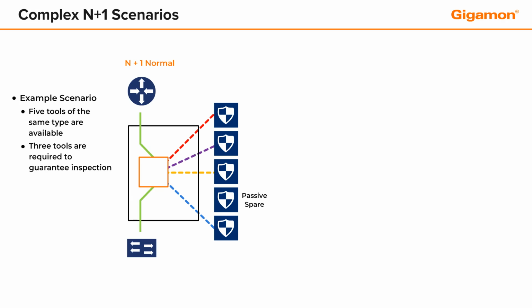With multiple active tools of the same type in operation, some additional traffic handling situations are possible. There is a configuration called minimum healthy, which specifies how many tools in the group must be operational in order for the tool group to be up. In this example, the minimum healthy configuration is 3, with 4 active tools and 1 passive standby.